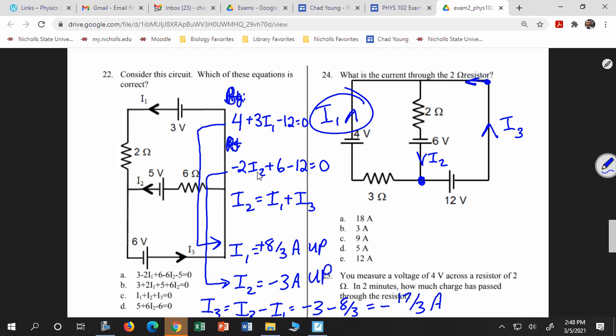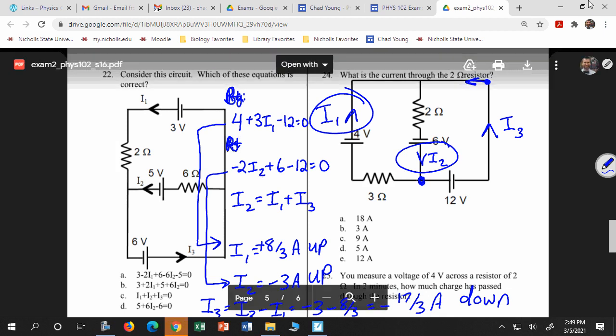I2 is also up, because I had chosen this to be down, but it came out negative. And then I3 is down, because I'd chosen it up, but it came out negative. Okay? That's pretty good. 2 for 3. You chose them correctly. 2 for 3. Does that help, Megan? Yeah. I'm not going to choose the directions for you. You have to choose those. Okay? What else? These are all good questions, Carson.